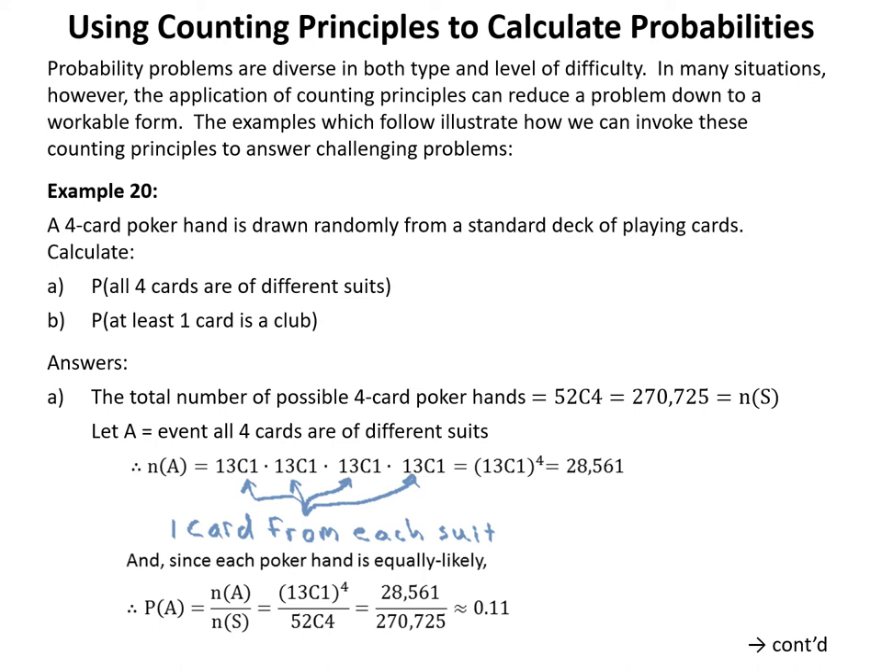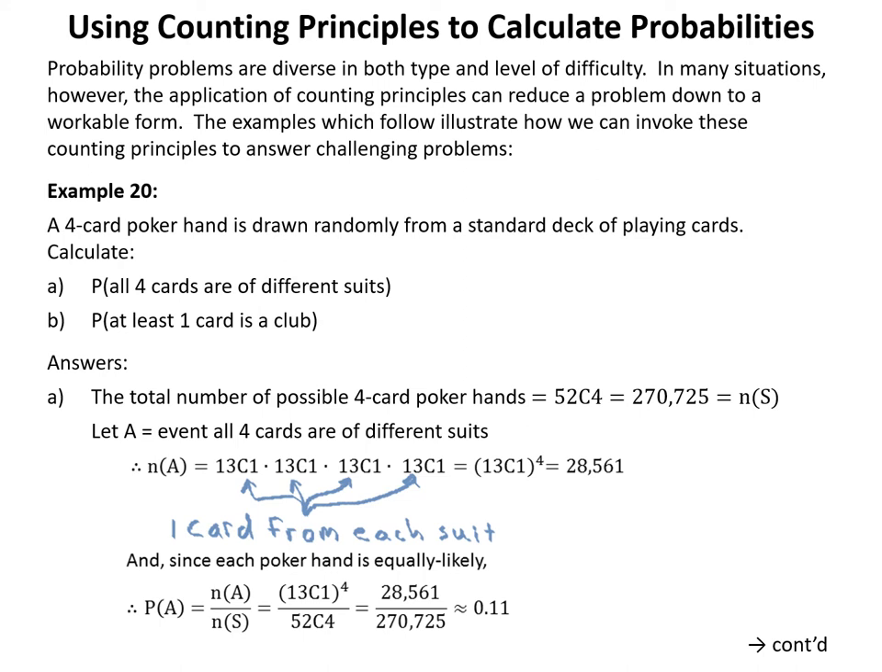So the number of outcomes in event A is 13 choose 1 to the power of 4, which is equal to 13 to the power of 4. And that gives us the number 28,561. And since each poker hand is equally likely, we can use the rule for equally likely events. And so the probability of A just equals the number of ways that A can happen over the total number of outcomes in the sample space, which equals 13 choose 1 to the power 4 divided by 52 choose 4, which gives us 28,561 divided by 270,725, which rounds to 0.11, which also equals 11%.